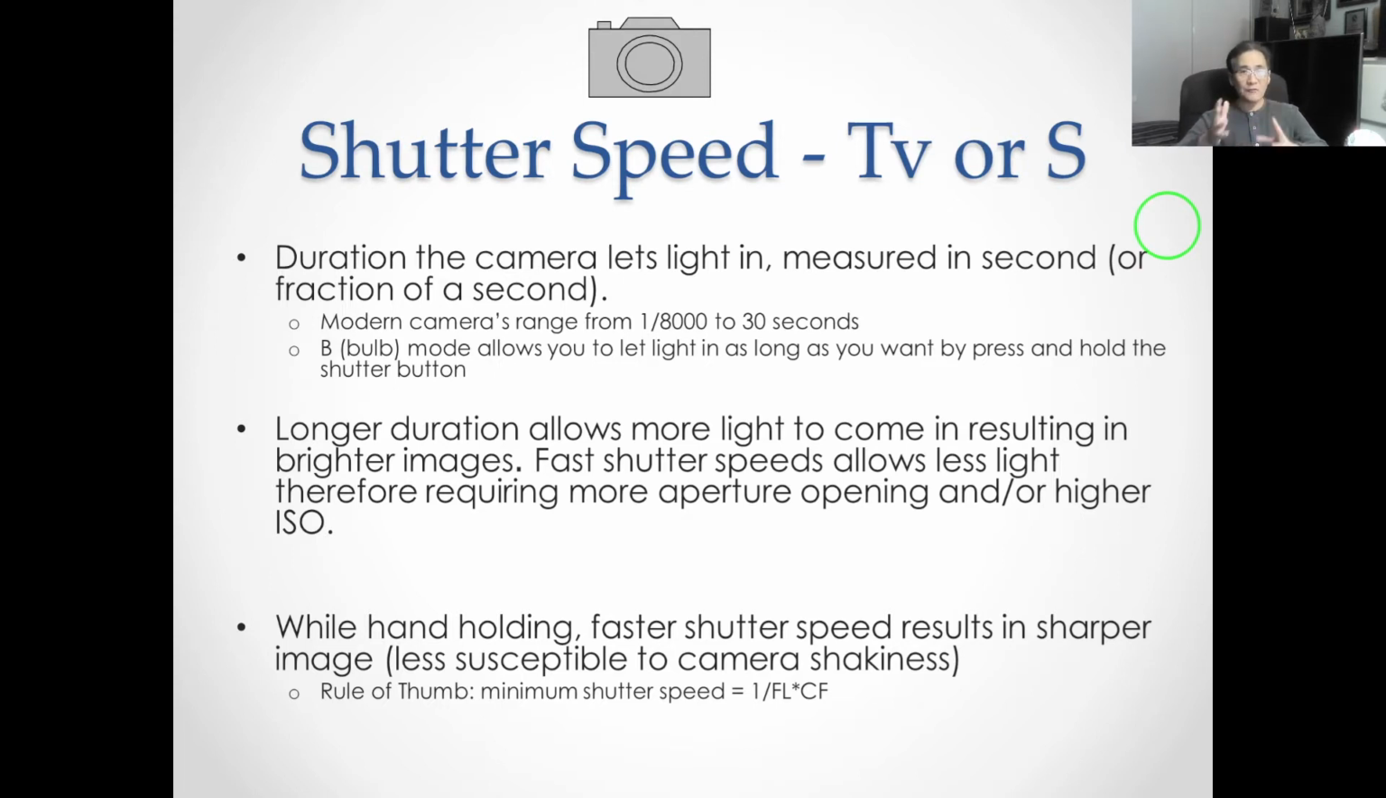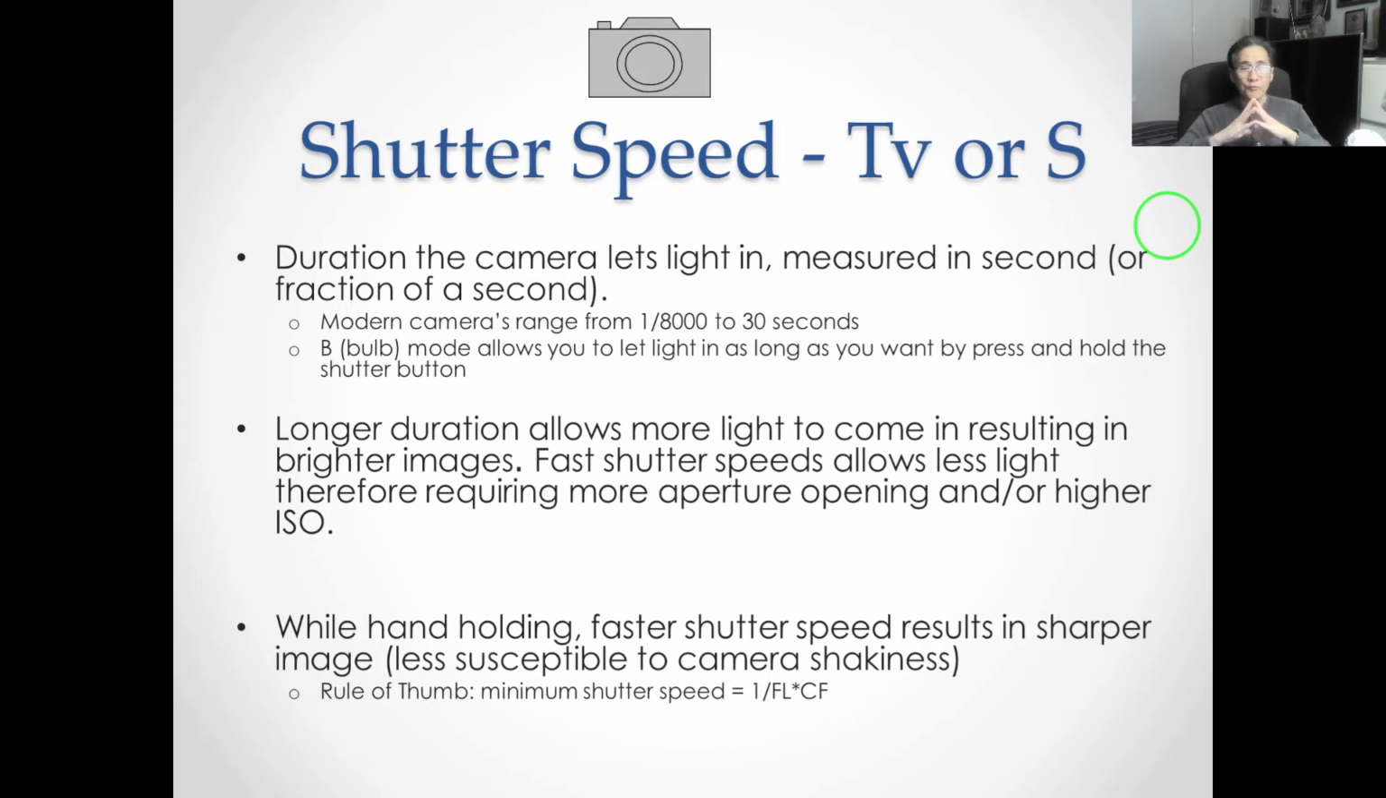In that case, you have to worry about opening up the aperture more so that more light will be able to get in, and or increasing the ISO value, which is the sensor's sensitivity to light. So basically, when you increase the ISO, you tell the sensor, hey, increase the sensitivity to light, so make the picture brighter because of that.